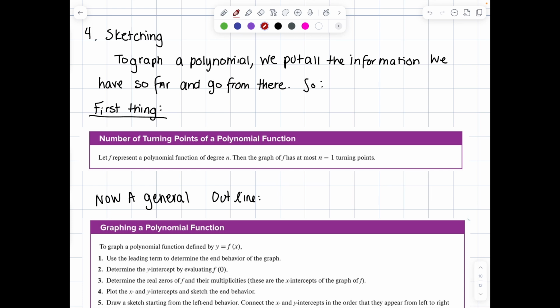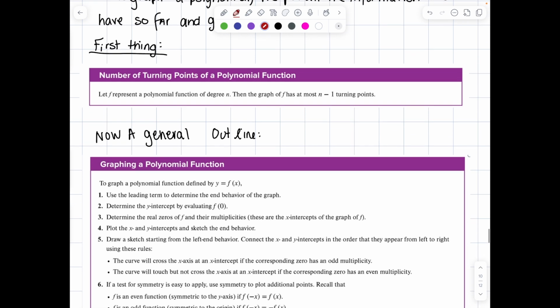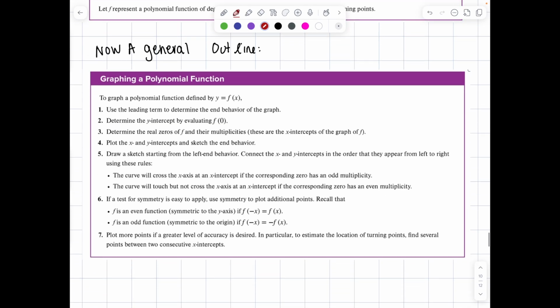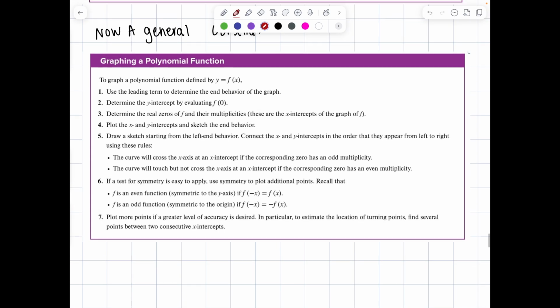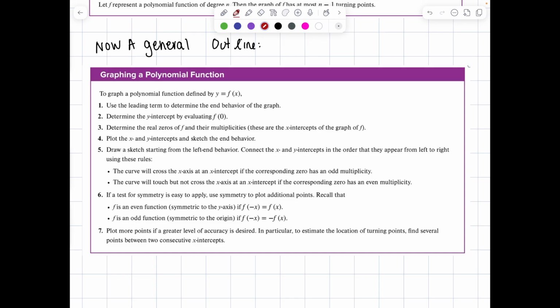So there's this little tidbit of information about turning points. You can kind of ignore that. It's a good thing to understand and know, but turning points are just how many times the function changes direction, meaning is it increasing, decreasing, increasing, decreasing, kind of stuff like that. So, all right, here's the general formula and methods outline of how to graph a polynomial.